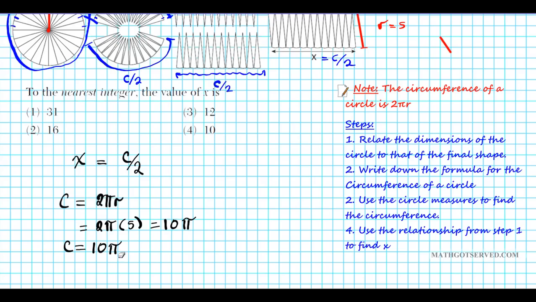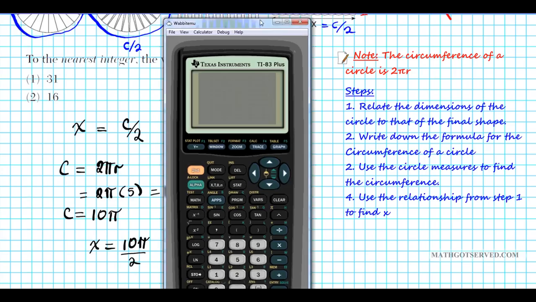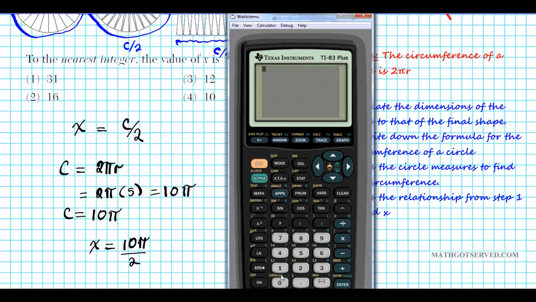Now that we know C, we can then combine it with this statement to find x. Okay, so let's substitute 10 pi for C in this equation. That gives us x is equal to 10 pi over 2. All right, and let's plug this into our calculator. So we are computing 10 pi divided by 2.